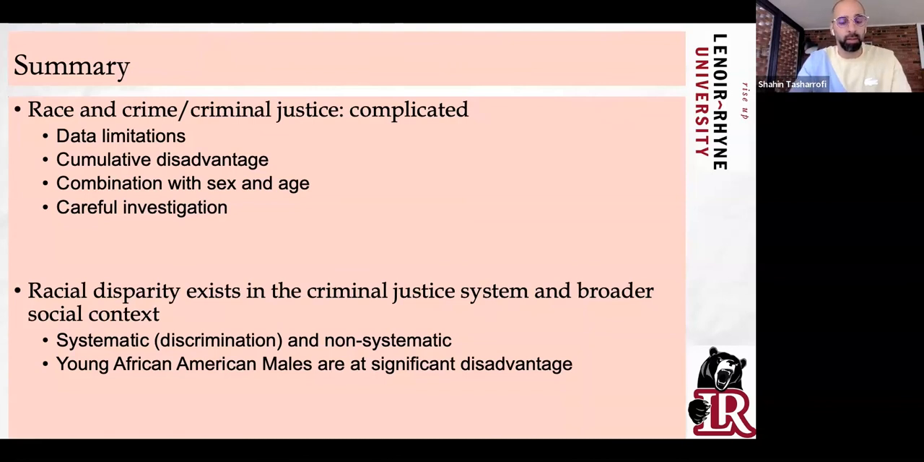Another thing that I touched on was the importance of considering the combinations of race with sex and age. As I mentioned, research repeatedly suggests that being a young African American male is a costly combination when it comes to contact with the justice system.